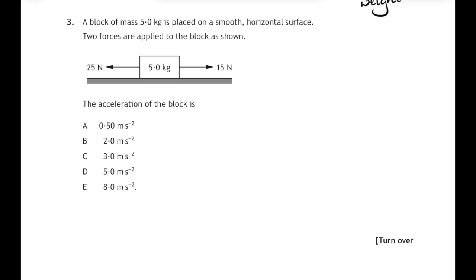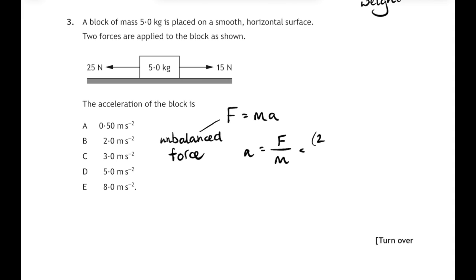Question 3, a block of mass 5 kilograms is placed on a smooth horizontal surface. 2 forces are applied to the block as shown, and we have to work out the acceleration of the block. So let's jump straight in here with our Newton's second law relationship, F equals ma, where F is the unbalanced force acting on the block. Let's rearrange it for acceleration, a equals F over m. Now the unbalanced force is going to be the 25 newtons minus the 15 newtons. It's the force one way minus the force the other way. Divided by the mass, which was 5 kilograms. If you do that in your calculator, you'll get 10 over 5, which is equal to 2 meters per second squared. And that corresponds to answer B.